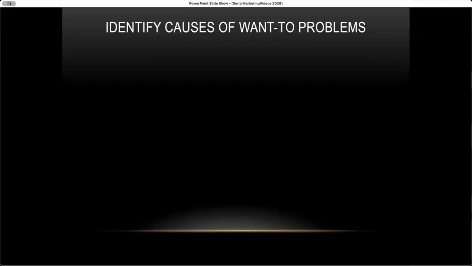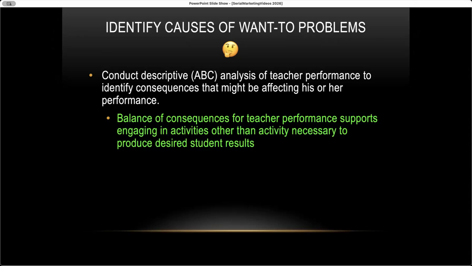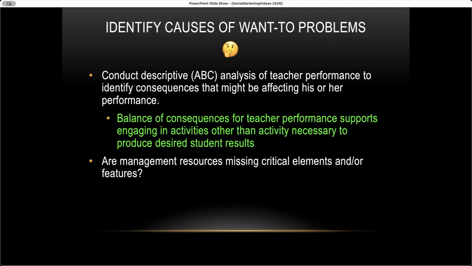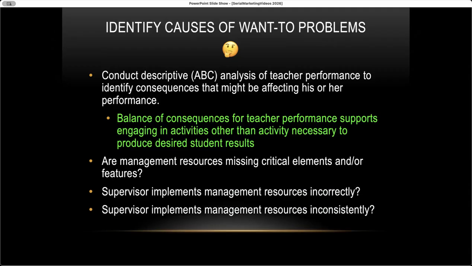If she did, we could identify the causes of want-to problems by conducting a descriptive or ABC analysis of teacher performance to identify consequences that might be affecting his or her performance. If the balance of consequences for teacher performance supports engaging in activities other than the activity necessary to produce desired student results, then you have a want-to problem due to inadequate management, specifically the types of consequences for teacher performance. Are management resources missing critical elements and or features? Is the supervisor implementing the management resources incorrectly or inconsistently?